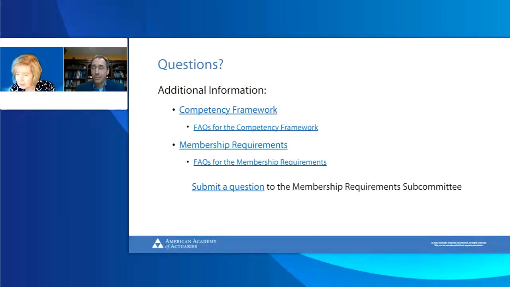This one, I don't know that we can answer, but it relates to whether you have to maintain a credential besides achieving it. What if you let your joint board enrollment lapse because you're now retired, no longer performing actuarial services? If you apply for academy membership, are you considered as having satisfied the credential requirements?